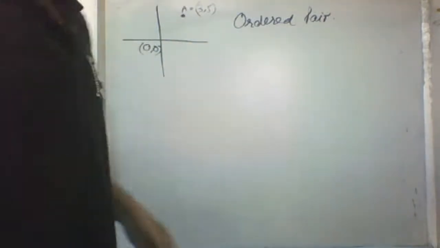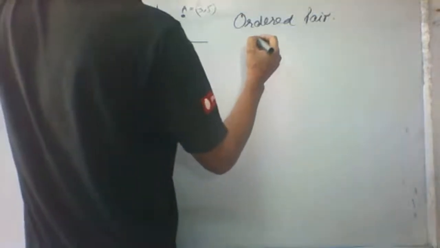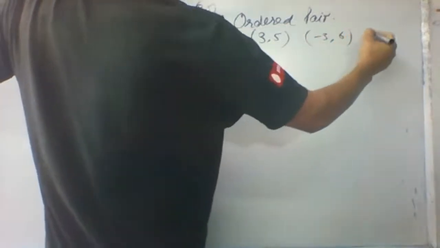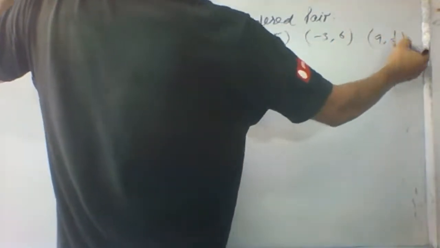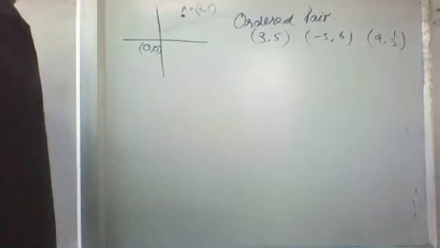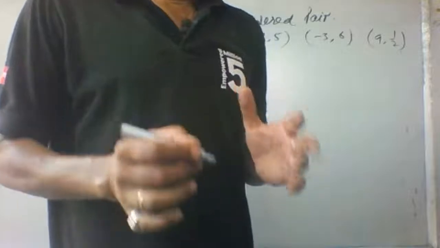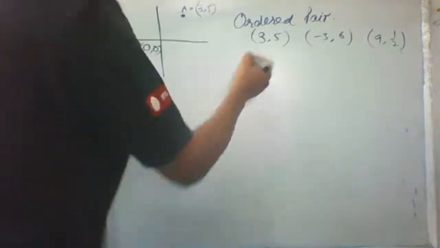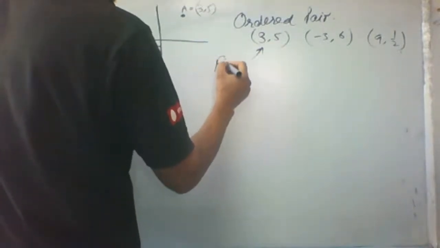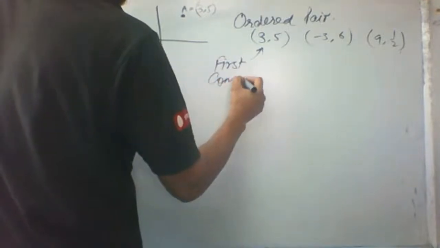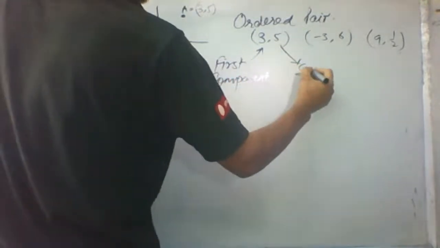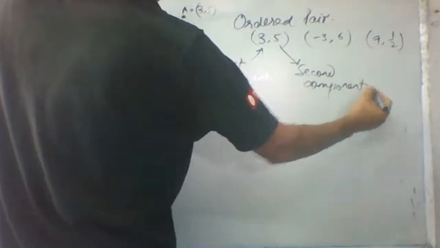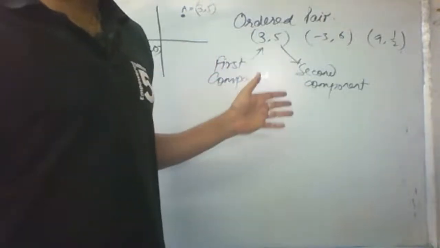So what is the ordered pair? When anything is asked about the ordered pair, you can mention 3, 5 or minus 3, 6 or 9, 1 by 2. All these are known as ordered pairs. In this ordered pair, whatever is written inside is known as a component. Here 3 is its first component, and this is called the first component. This will be called the second component.